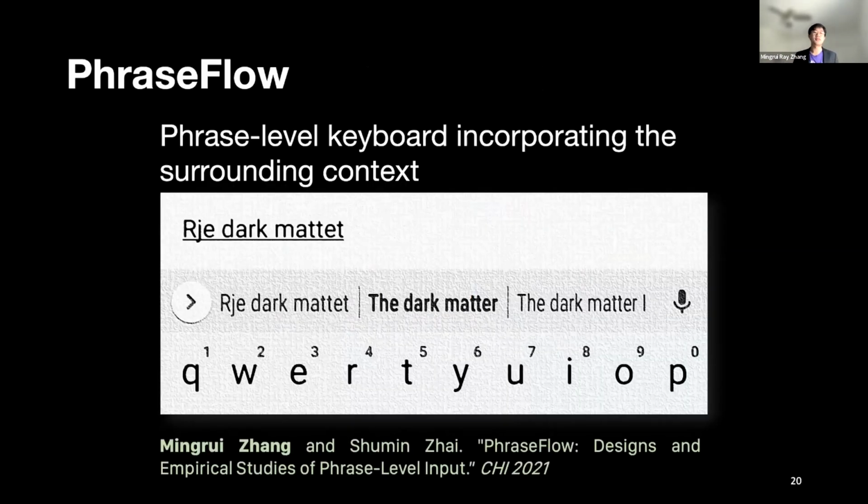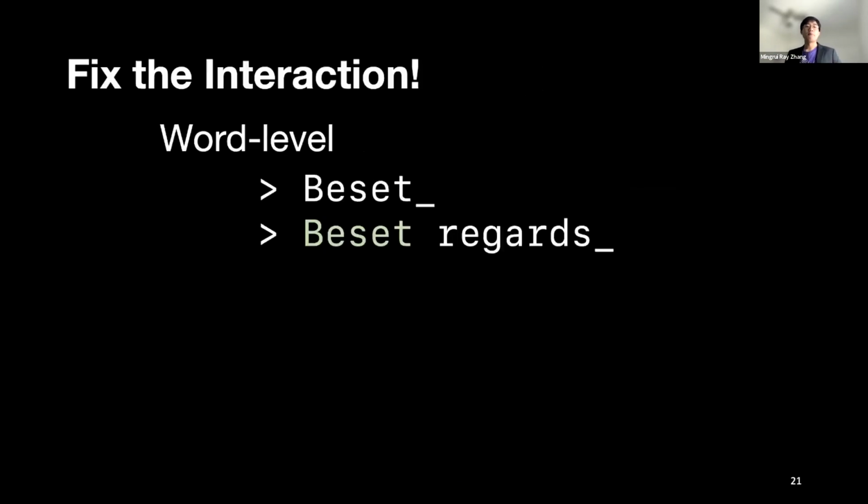So one such system I built is called PhraseFlow. PhraseFlow is a keyboard that corrects the text at the phrase level by incorporating the surrounding context. Many previous research efforts focused on making autocorrection algorithms more accurate. But the reason for having those funny typos is not the algorithm. The problem lies on the interaction side. The current autocorrection operates at the word level.